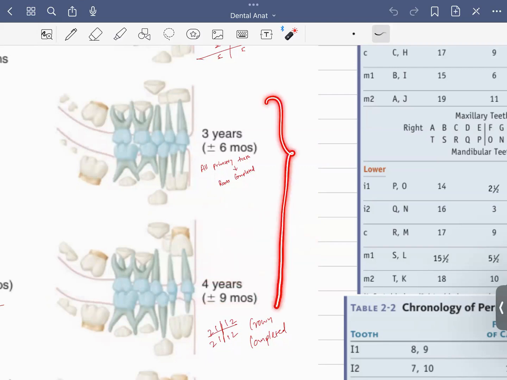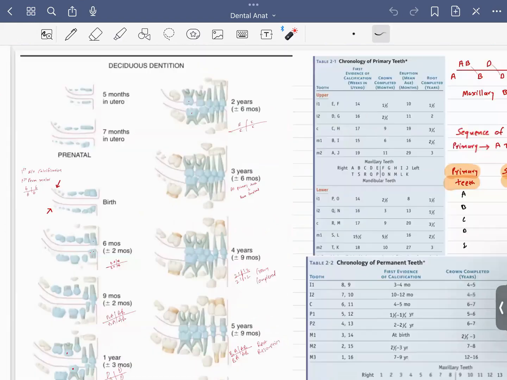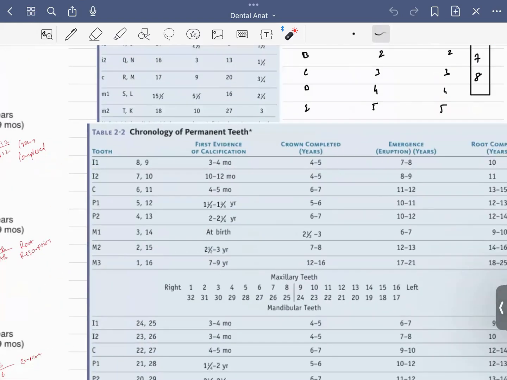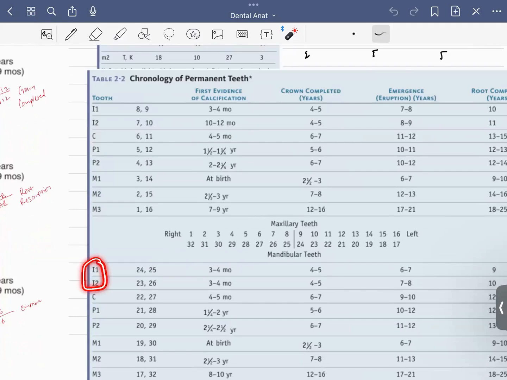So the difference between these two images is clear to all of you? Yes, sir. Right? For the incisors, maxillary and mandibular central lateral incisor, the crown completion age is 4 to 5 years. So even if it is asked to you directly at what age the crown gets completed, it will be 4 to 5 years for both of them. All right.